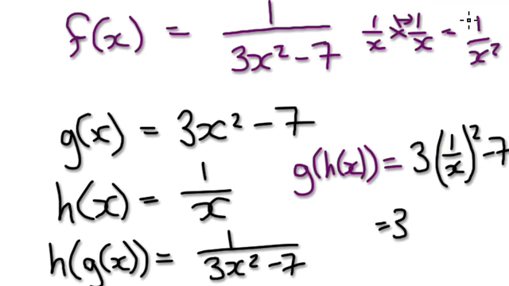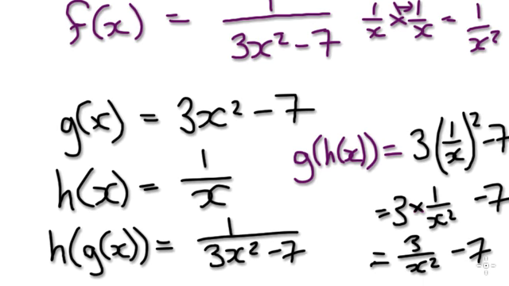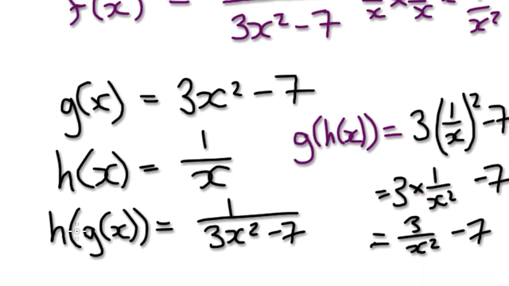So remember that when this thing here is this thing here, it will be 3 times 1 over x squared, and then minus 7. Okay, so that equals 3x squared minus 7. Can you see the h g of x will give you this, and then if you have g h of x, it will give you something else. Okay, so bear that in mind.